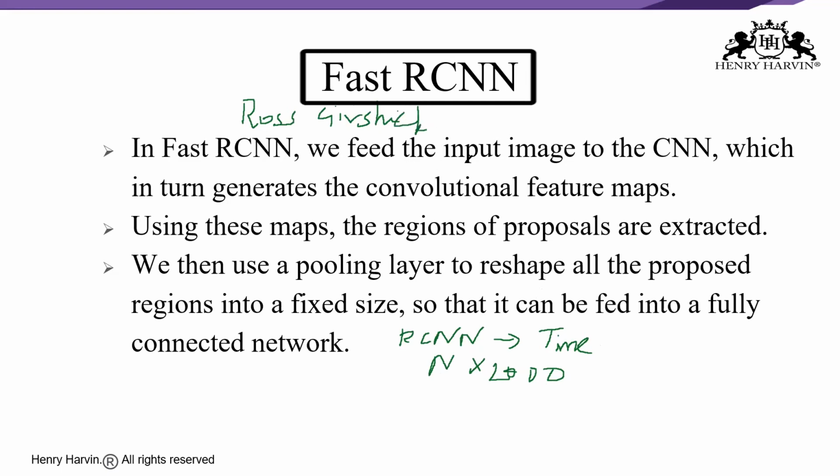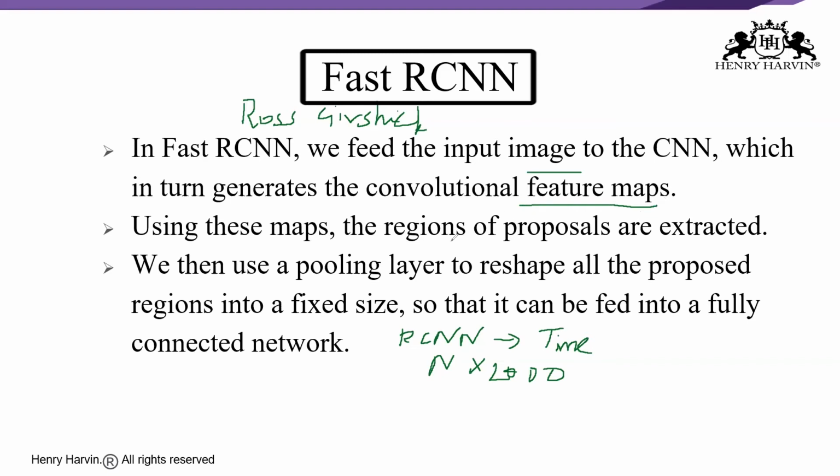So he is the author of RCNN. He came up with the idea of running the CNN just once per image, instead of once per region, and finding a way to share that computation across the 2000 regions. So in Fast RCNN, we input the image to the CNN, and it generates a feature map. The image gets converted into a feature map.